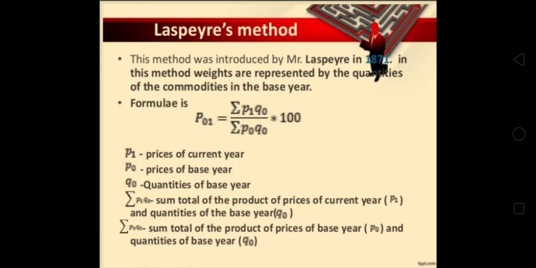Laspeyres method, the formula is written here. This method was given by Mr. Laspeyres in 1871. In this method, weights are represented by the quantities of the commodities in the base year. Formula is P01 is equal to sum of P1 Q0 divided by sum of P0 Q0 into 100. P1 and P0 we have discussed, and what is now Q0? Q0 means quantity of base year. It is mentioned here, Q0 is quantity of base year.